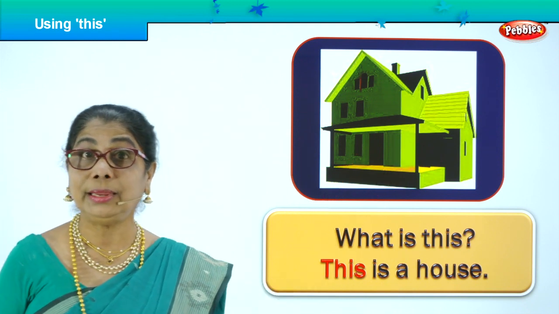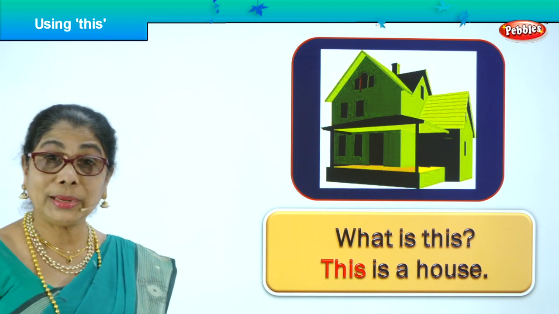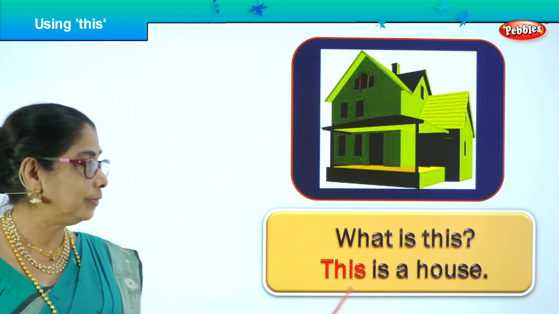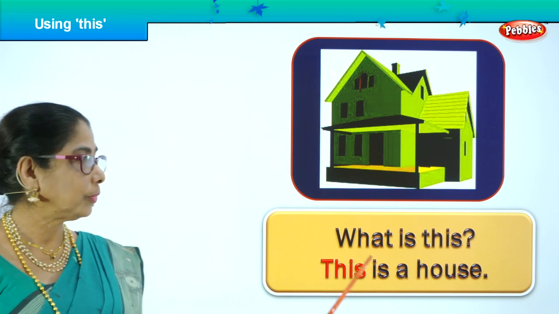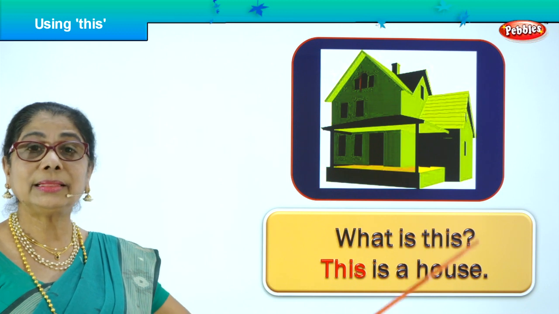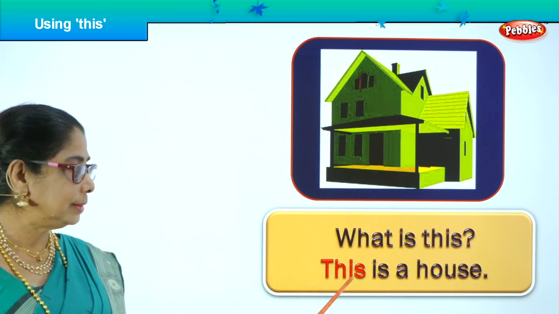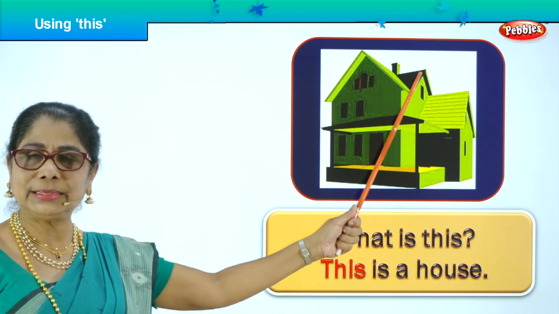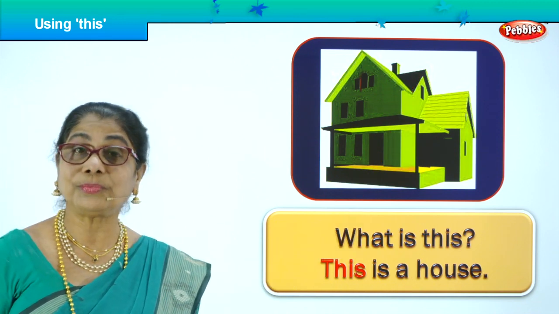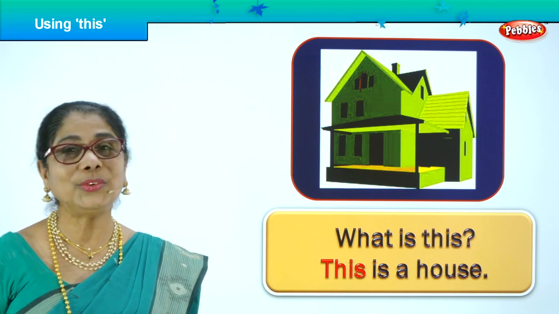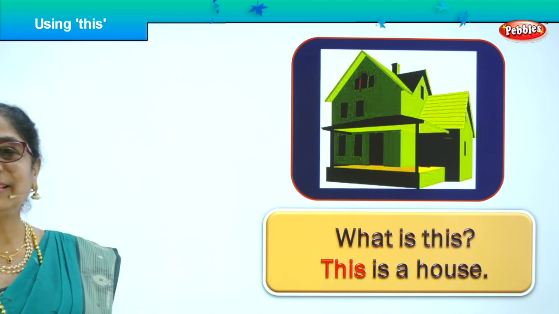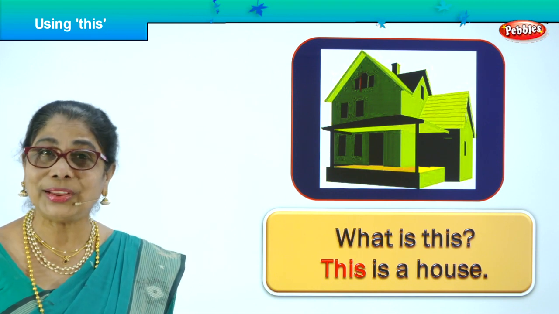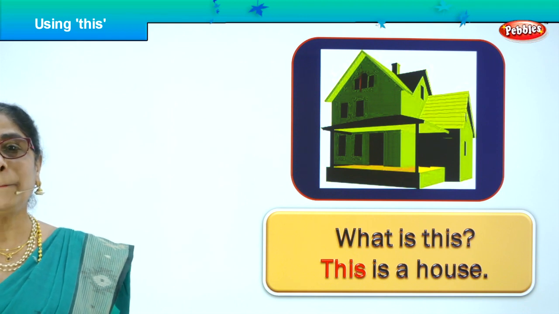Green. They're painted green. Let's read this question. Let's read the answer and look carefully at the use of this in the sentence. What is this? This is a house. Good. Did you learn to read the question, the answer, the use of this? Good. Did you enjoy? Let's go on to a new picture.